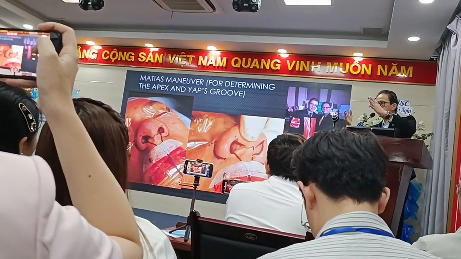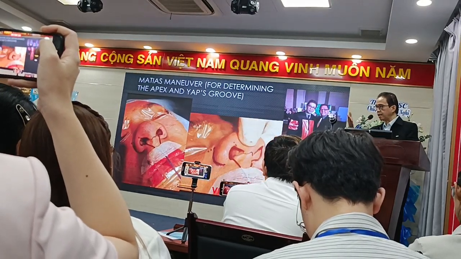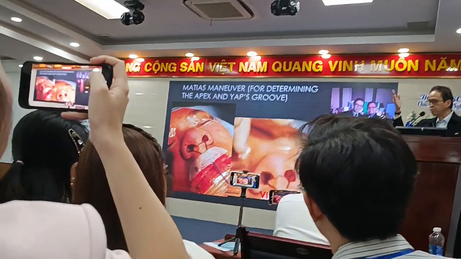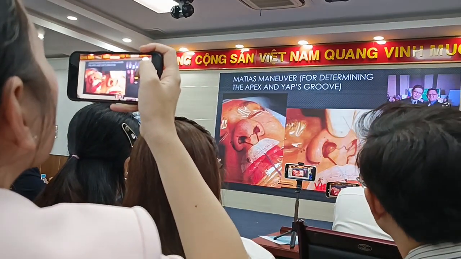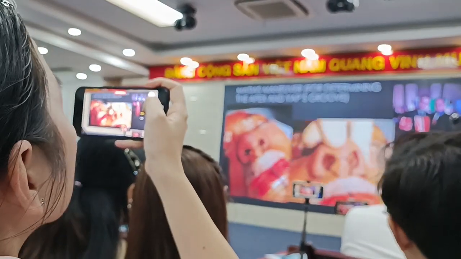Pushing it on the other side, you can also locate the Yap's groove. Look at the columella. It gives you the Yap's groove where it should be. So it is another clue that you should look for that groove.